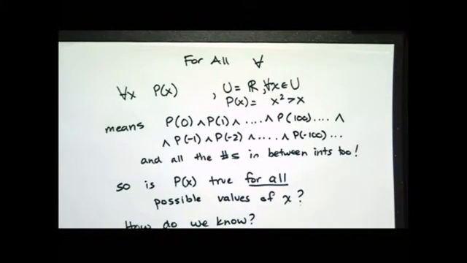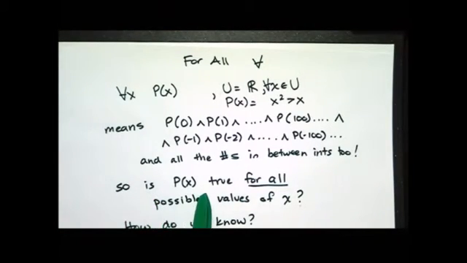Right? Yes, so that's what for all means. It means no matter what. Now, if you'd like to write out that and, you're welcome to do it, but you'll never ever get done. Right? Because there's an infinite number of real numbers. So that's why we have shorthand for things like this.